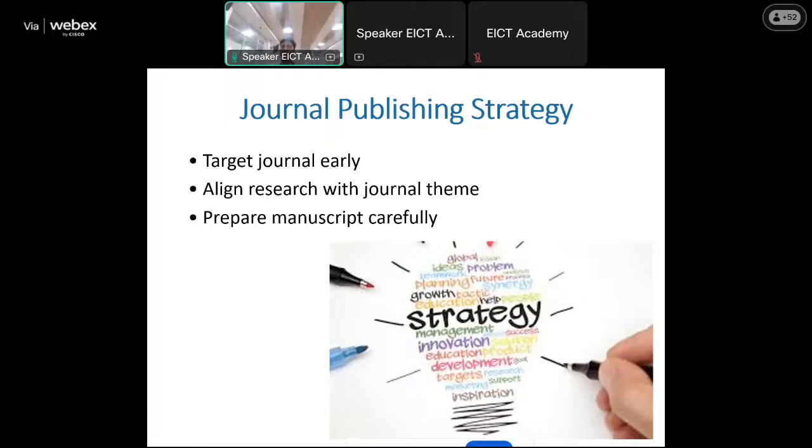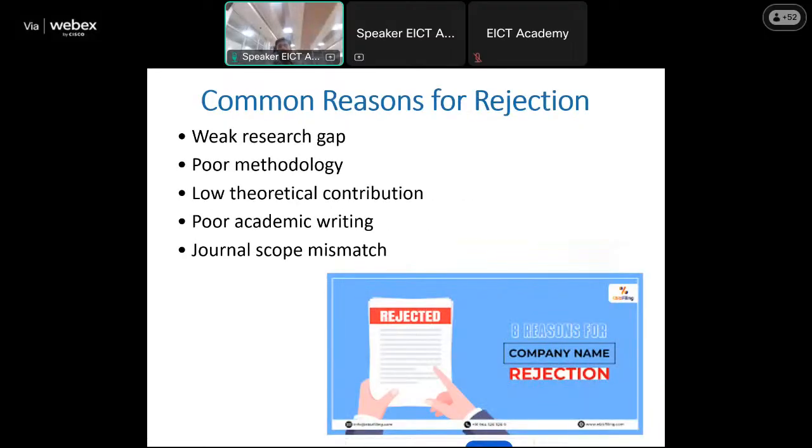So target the journal early, align the research with the journal theme, and prepare the manuscript carefully according to guidelines. Okay. The common reasons why a paper is rejected. The first reason is your research gap is very poor.